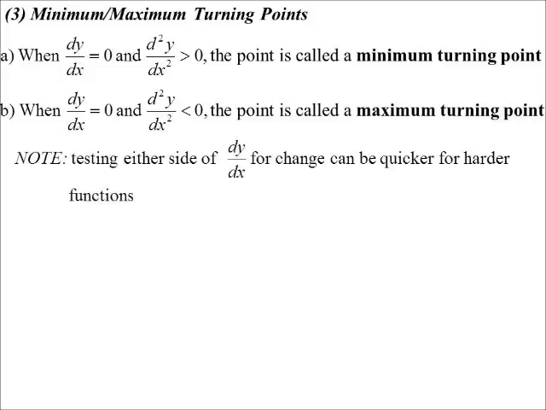Sometimes if the function is difficult to differentiate, then don't bother finding the second derivative. Just have a look at what the first derivative is doing. Because if it's going positive, zero, negative, it must be a maximum turning point, and vice versa. So sometimes that's quicker than finding the second derivative on some of those more complicated functions. So our inflection points.